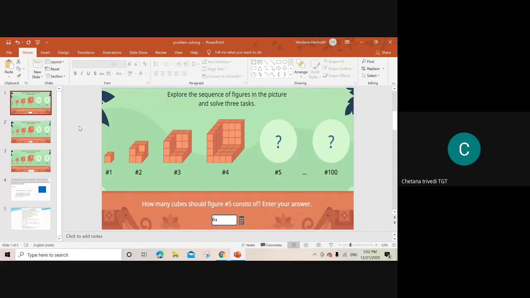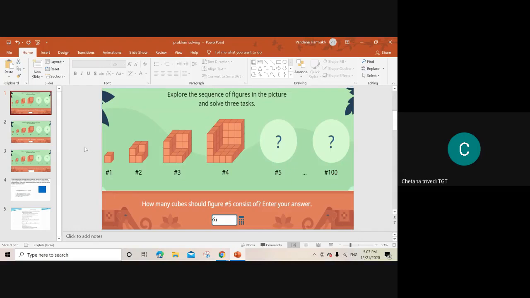As we can see, in the first figure only one cube is used, and in the second figure, on the base, how many cubes are used? On the base there are 4 cubes. Total 7 cubes are used. Same here, we have to observe the pattern of figures 3 and 4 also. So here we have to find out how many cubes figure 5 should consist of.